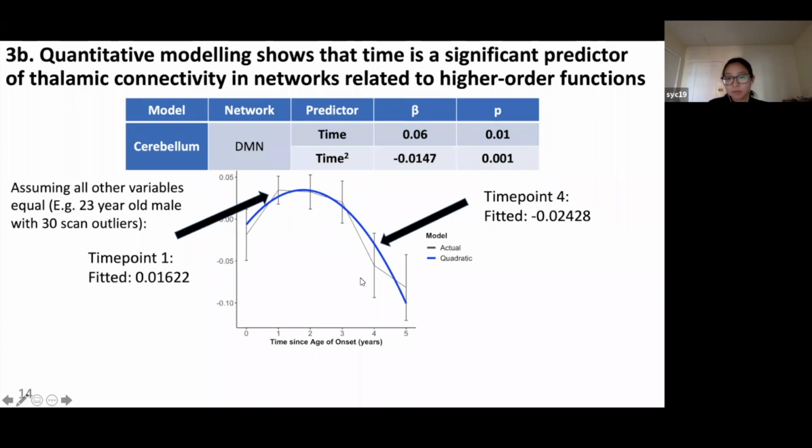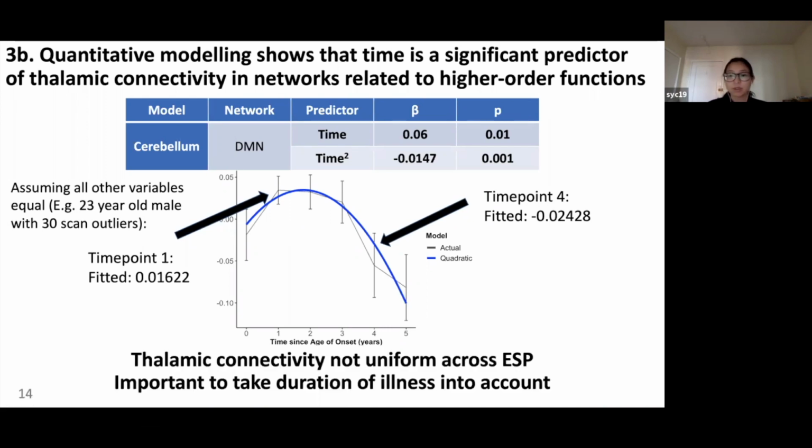Whereas the second participant with similar characteristics, so also a 23-year-old male with 30 scan outliers, but has a longer duration of illness, so the data was collected at time point 4, then the Thalamo-Cerebellar DMN connectivity is predicted to be negative 0.024. So what we have shown is that thalamic connectivity is not uniform across the early stage of psychosis, and it's important to take duration of illness into account, as results can be very different depending on which part of the trajectory participants are at when data is collected.